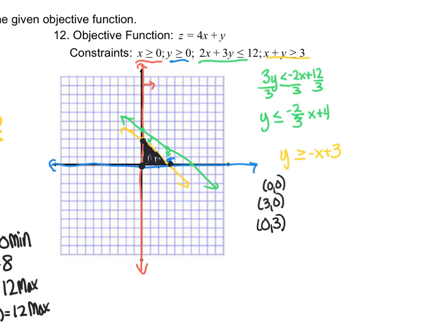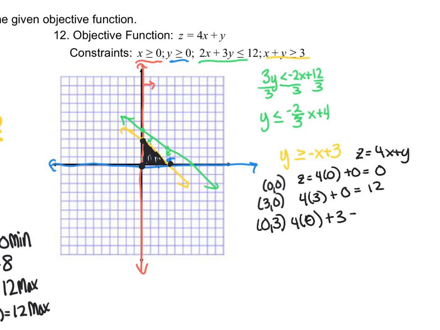Our function is z equals 4x plus y. So z equals 4 times 0 plus 0, which is 0. 4 times 3 plus 0 is 12. And 4 times 0 plus 3 is 3. So my max of 12 occurs at 3, 0. My min of 0 occurs at 0, 0.